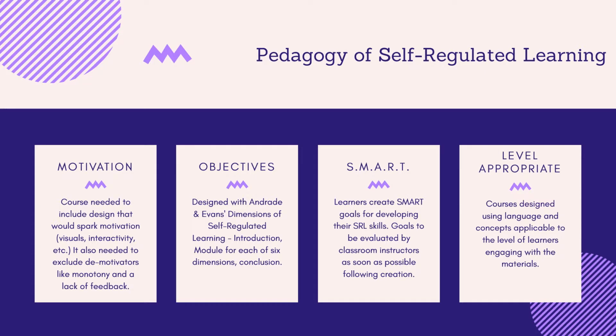It was also important to the design team that the course relied on sound, self-regulated learning pedagogy and instructional science. Motivation was the first element of the SRL pedagogy the team addressed. Not only were they focused on ensuring students were creating and working towards goals, they recognized that in order for students to remain engaged and motivated, the course would have to be interesting, relevant, and appealing to the learner. Next, using Andrade and Evans' 6 dimensions of self-regulated learning, the team was able to create 9 modules. Motive was covered in depth over 2 modules, and an introduction and conclusion module were added to the beginning and end.